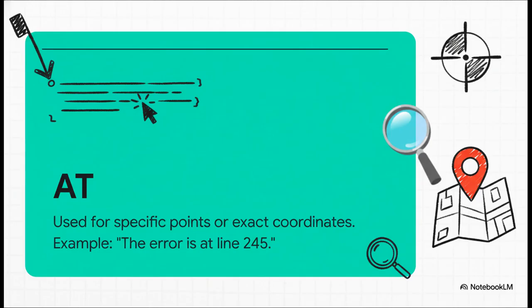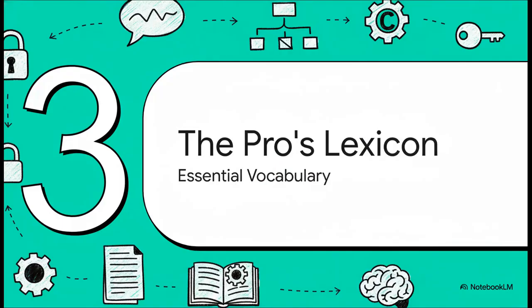And when you need to be super, super precise, that's when you pull out at. At is like a laser pointer. It points to one exact spot. The error isn't just in the file. It's at line 245. The cursor is at the end of the line. Zero confusion. All right, for our last section, let's build up our vocabulary. Using these specific words correctly in meetings and code reviews is really a sign of a senior professional developer. So let's lock these in.